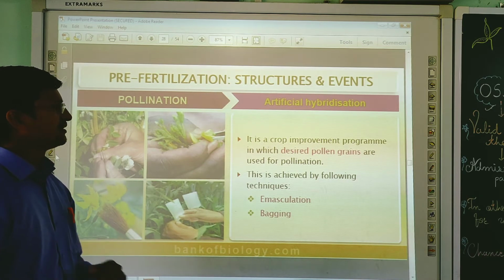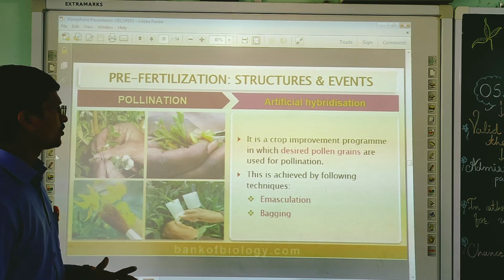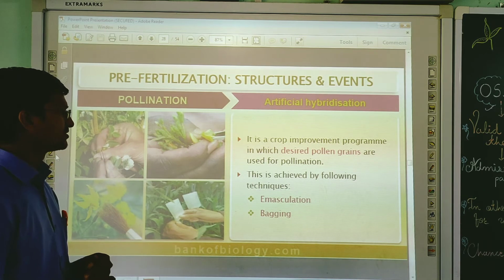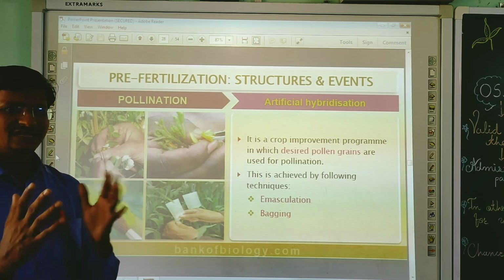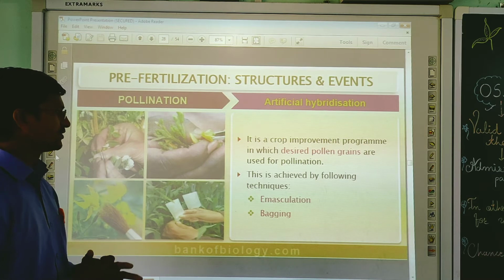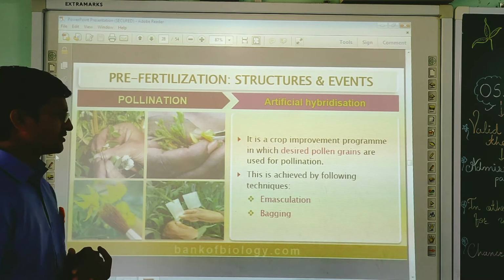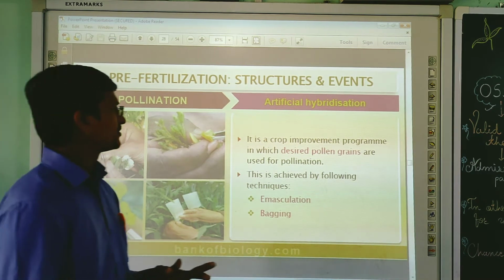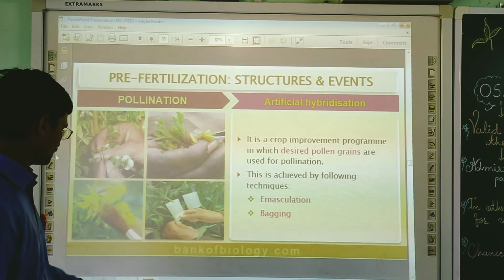Now, artificial hybridization. Artificial means totally man-made, so it is a cross. It is a crop improvement program in which desired pollen grains are used for pollination, meaning the healthy part we can use for the pollination. This is achieved by two techniques: emasculation and bagging. Two methods we use for artificial hybridization: emasculation and bagging. You can see here.